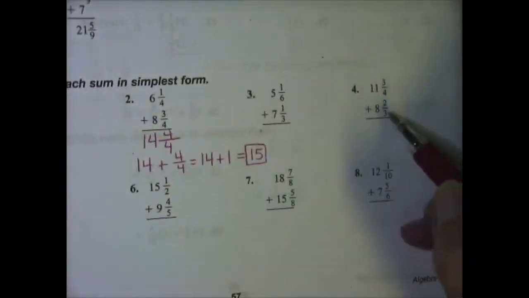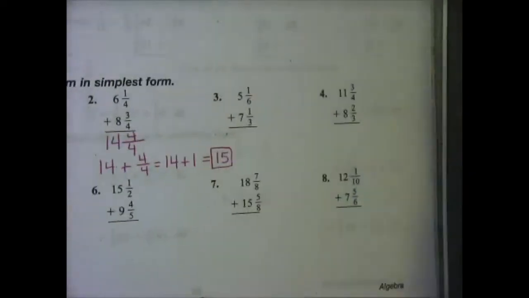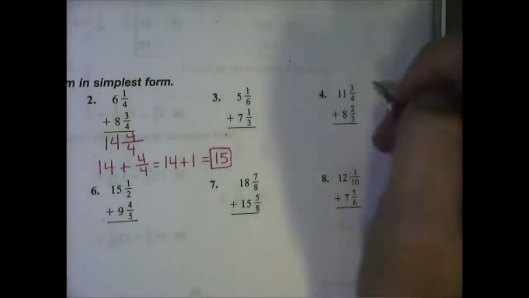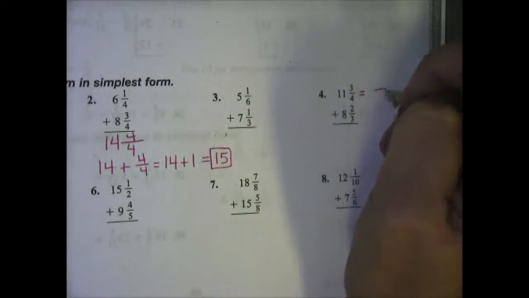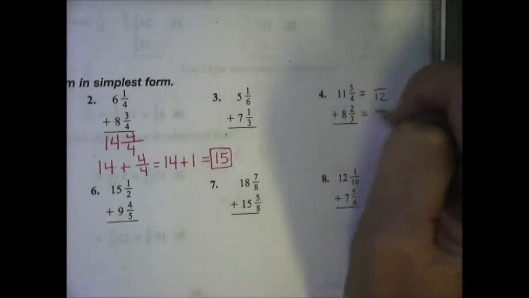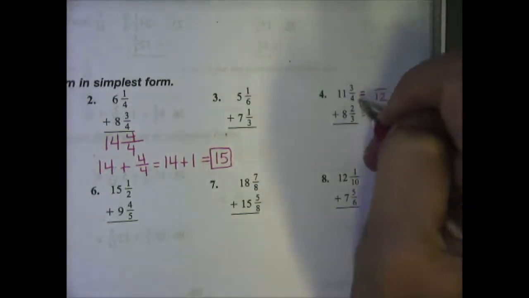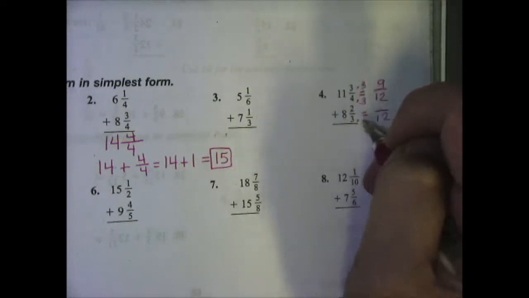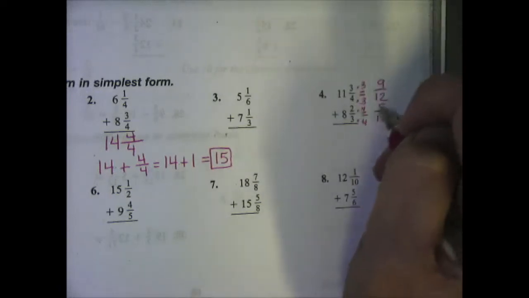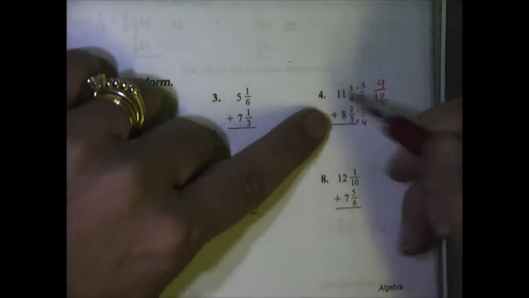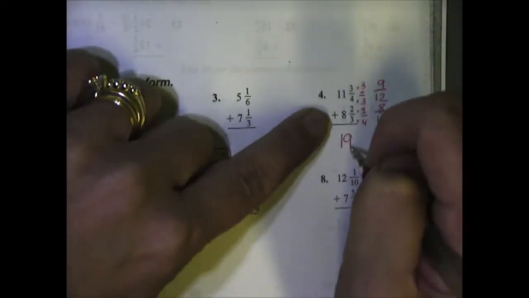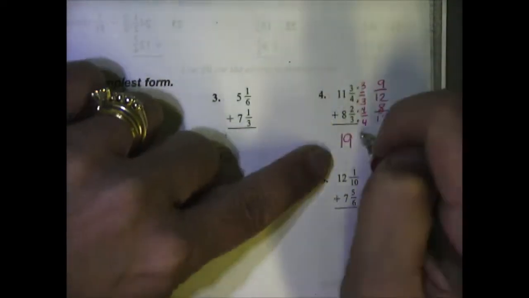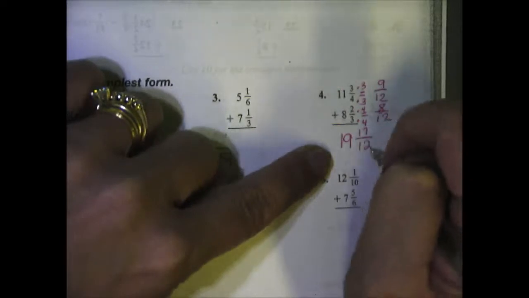Let's take a look at number 4. In number 4, we need a common denominator. Now you can use the ladder method. I know that the common denominator of 4 and 3 is 12, so I'm going to rename those fractions. So 4 times 3 is 12, 3 times 3 is 9, 3 times 4 is 12, 2 times 4 is 8. So we're going to add our whole numbers. 11 plus 8 is 19, 9 plus 8 is 17 over 12.